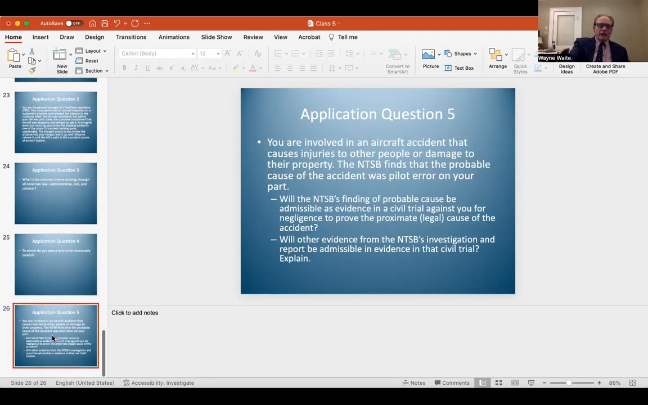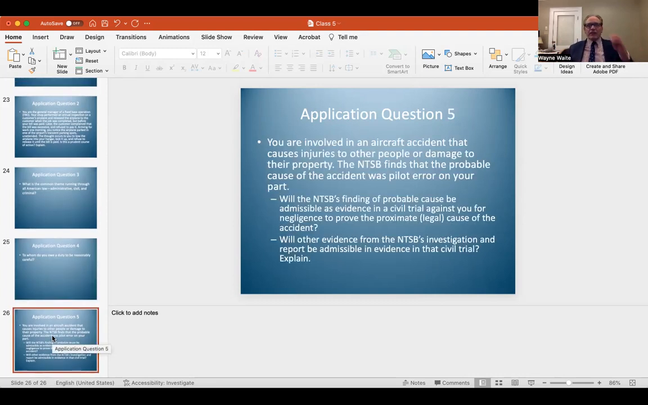Okay. And the last one, application question 5. You're involved in an aircraft accident that causes injuries to other people or damage to their property. The NTSB finds that the probable cause of the accident was pilot error on your part. Will the NTSB's finding of probable cause be admissible as evidence in the civil trial against you for negligence to prove the proximate legal cause of the accident? Answer: no. Will other evidence from the NTSB's investigation and report be admissible in that civil trial?